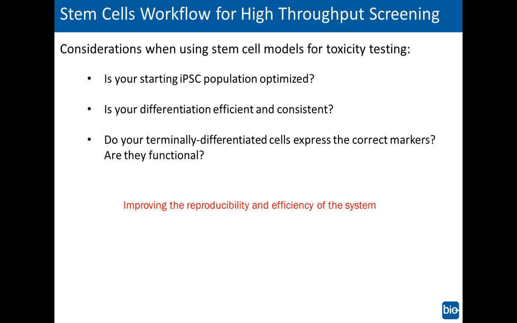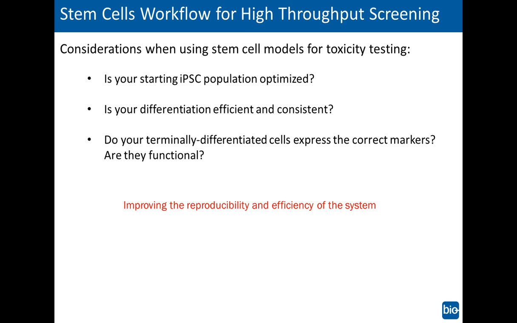Some considerations to think about when using stem cell models for toxicity testing and disease modeling are making sure that your starting iPSC populations are optimized. And this can really affect the downstream differentiation efficiency and consistency. So making sure that that is optimized as well.